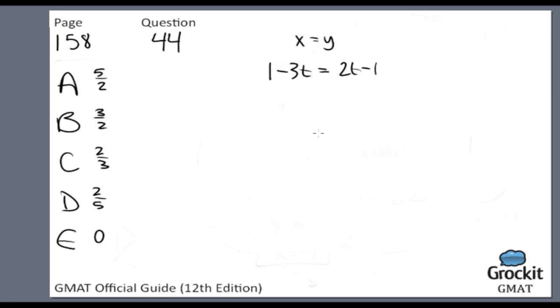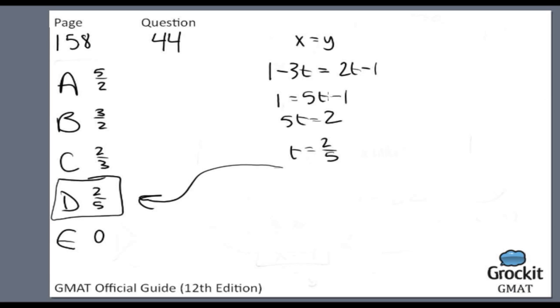We need to get all the t's on the one side and all the constants on the other. So we add 3t to both sides. We get 1 equals 5t minus 1. And then we add 1 to both sides. We get 5t equals 2. And then divide both sides by 5. T equals 2/5. Answer choice D.